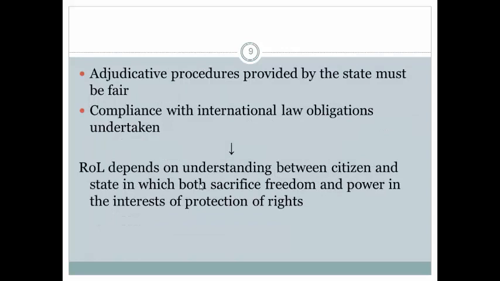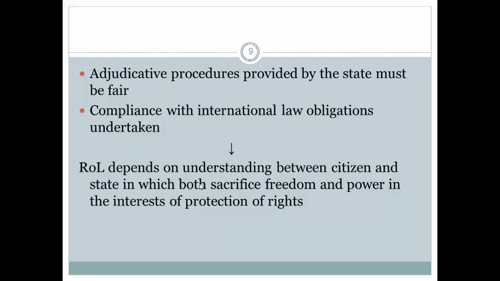The next requirement is that the adjudicative procedures must be fair, and these are the procedures followed in the courts and in tribunals for the resolution of disputes. This requires compliance with the principles of natural justice, such as audi alteram partem, which means hear also the other side, and that there must be an absence of bias on the part of the person making the decision. So, judicial independence. And then Lord Bingham in the last instance says that if a state has undertaken international law obligations, that state can only claim compliance with the rule of law if it complies with its international obligations.